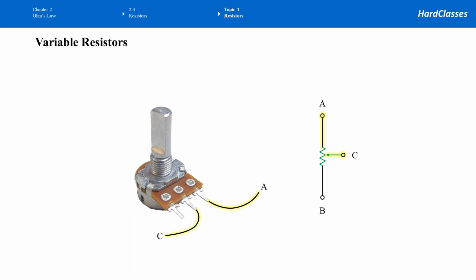Of course, we can also use terminal C and terminal A. By spinning the rod, which means moving terminal C, we are changing how much resistance is used between terminal A and terminal C. This is section 2.4.